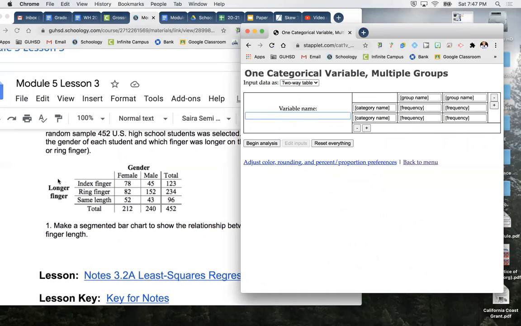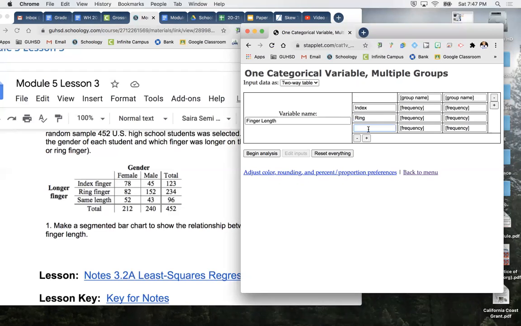So variable name means what do I have here? I'm going to put finger comparison, right? What we're trying to do is compare index finger and ring finger length. And then I'm going to add one here because they also had the option to say the same length. Over here, we're measuring it on two different groups of people, female and male.